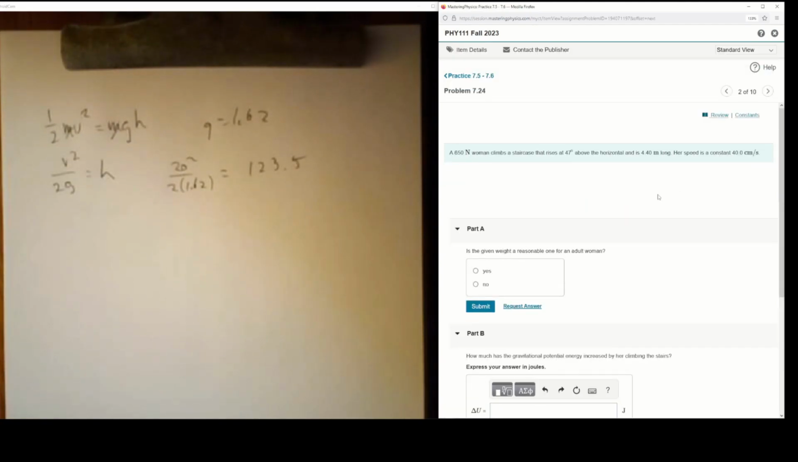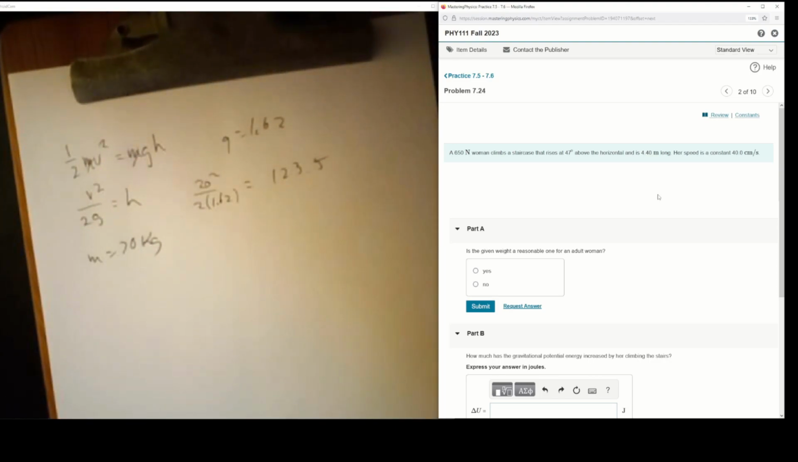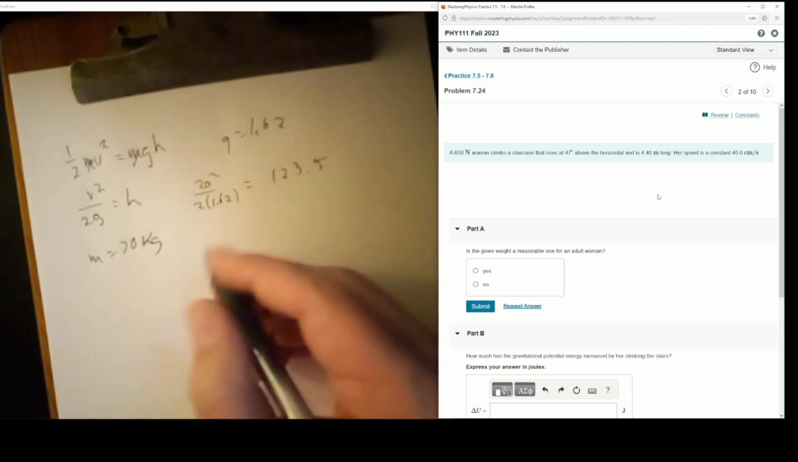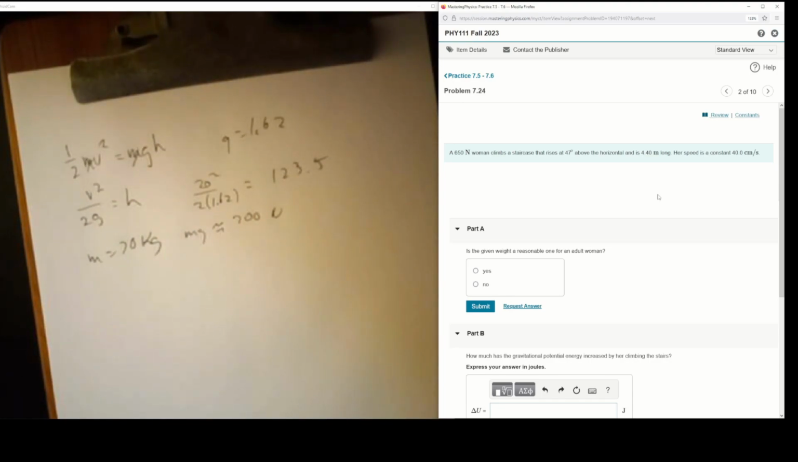So question 2, we got a 650 Newton woman climbing a staircase that makes that angle above the horizontal, and it's that long. Her speed is constant. Is the given weight a reasonable one for an adult woman? Well, the average mass for an adult is usually about 70 kilograms. So if we roughly multiply this by 9.8, which is 10, mg here is about 700 newtons. So 650, sure, that's reasonable. Not the best question, but there you go.